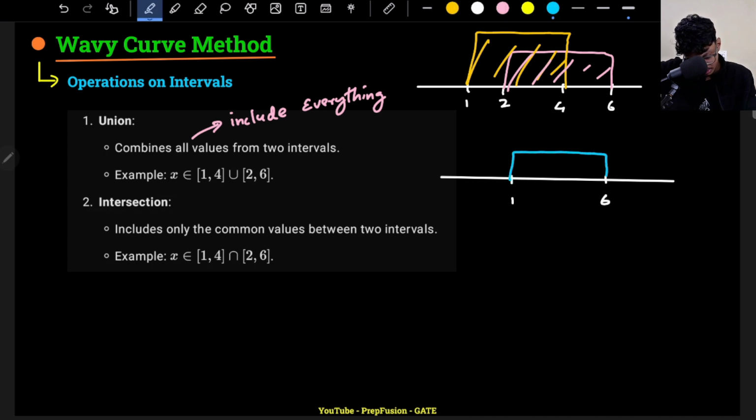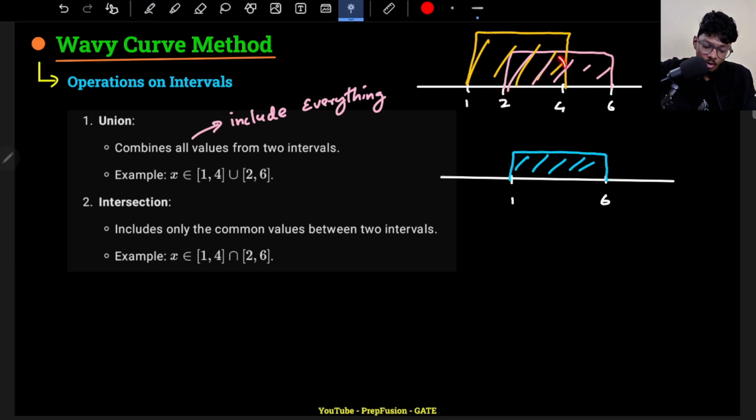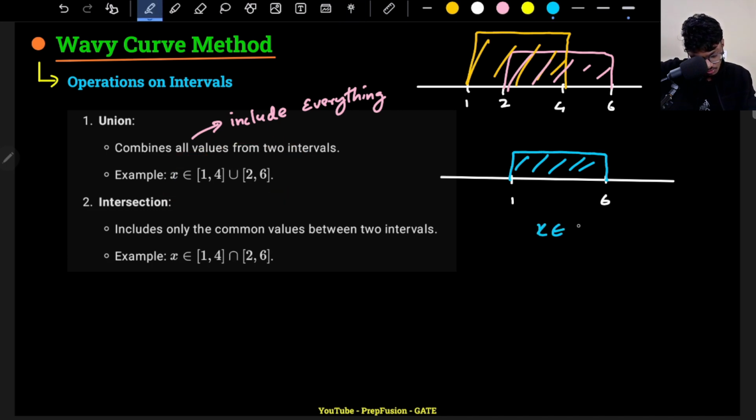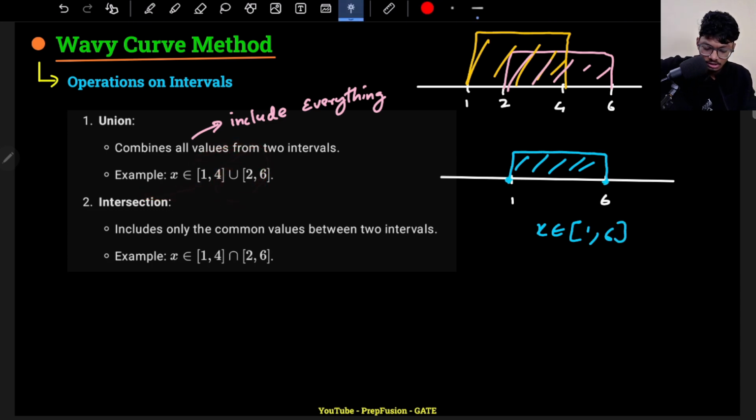Whatever colors are shaded, I'll shade. So this region is included, this region is also included, and the common region I will also take. Ultimately I can simplify this expression like this: x belongs to 1 and 6. Obviously 1 and 6 are included because I have square brackets here.